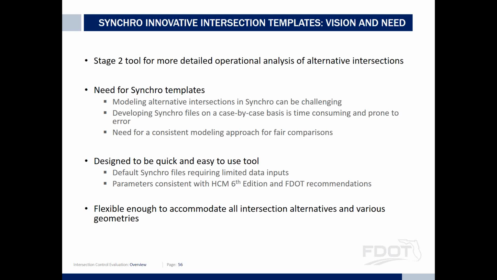So it is for the more detailed operational analysis of the alternative. The need for the Synchro, again, is that we're modeling the alternative intersection in Synchro only to get the delay that is needed. Now we need to make it work. In other words, we don't just want to input the values in Synchro, configure the lanes, and then hit optimize. No, you actually need it to work.